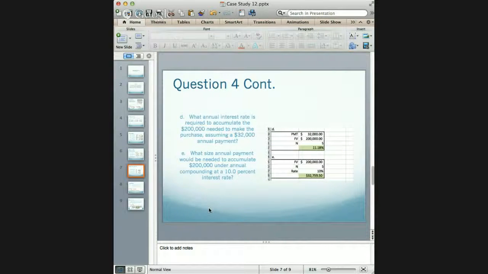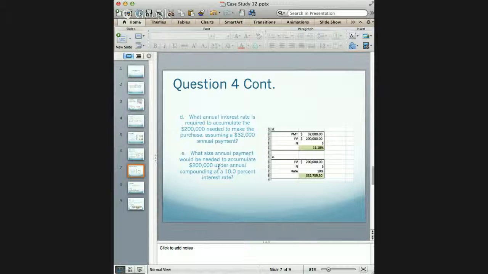So on the next part of question 4, what annual interest rate is required to accumulate the $200,000 needed to make the purchase, assuming a $32,000 annual payment? So let's say that we can't necessarily find one that is a compound semi-annual interest rate. We know that we can make payments of $32,000, and we know we want $200,000, and that we have 5 years to do it. So in order for all of this to happen, with an annual interest, we would need 11.18% to reach that bottom line.